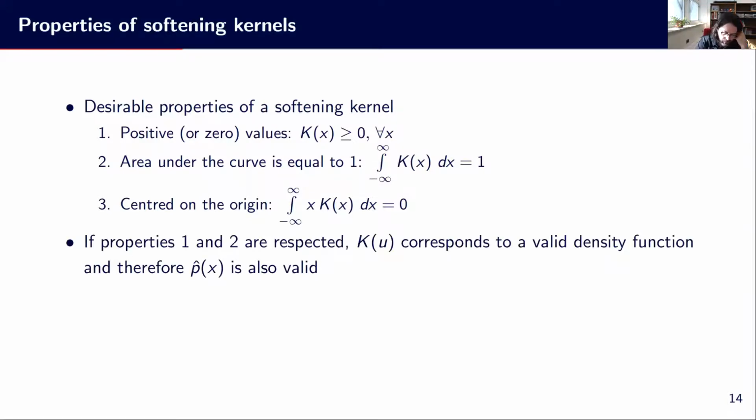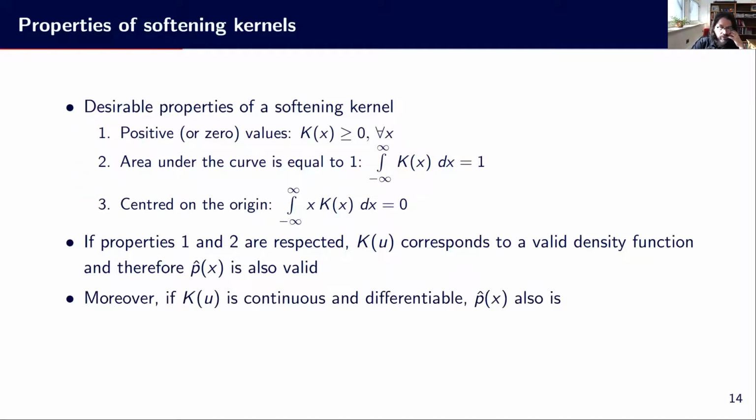We can see that if the first two properties are respected, the kernel will allow us to obtain a valid density function estimation. And the estimation will be usable as any kind of density function. So it is a density function based on data, but still usable as any other. The third one allows us to have something that is better in terms of estimation.